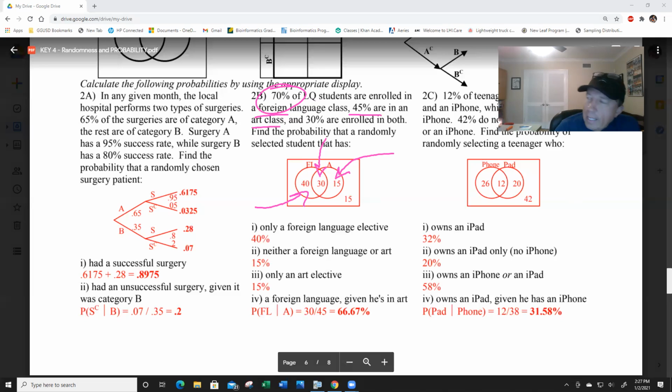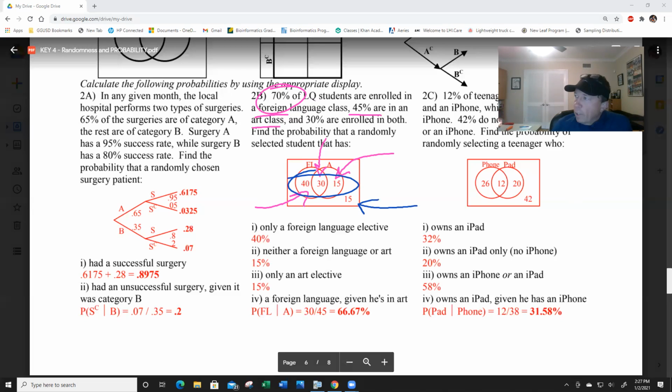Then I'm going to add these three numbers, which I'll circle in a different color here. Going to add these three numbers. And 40 and 30 make 70, and 15 is 85. So 15% are in neither. They're in neither of them.